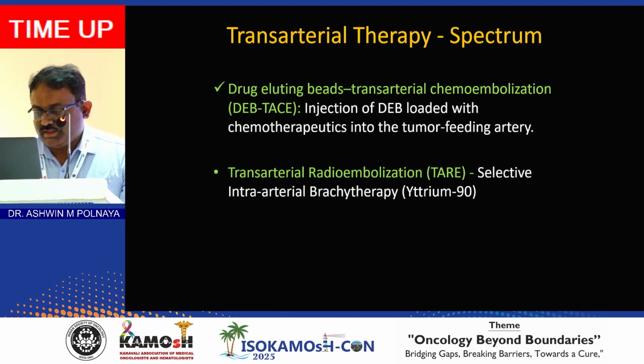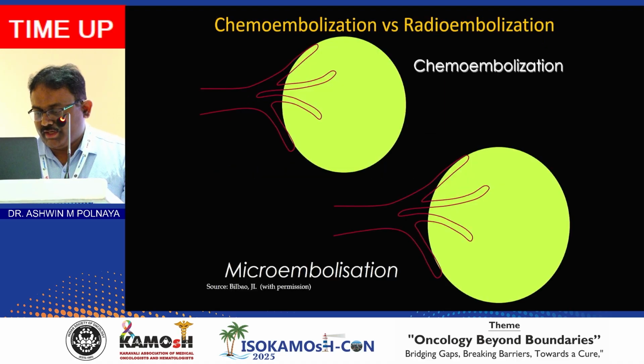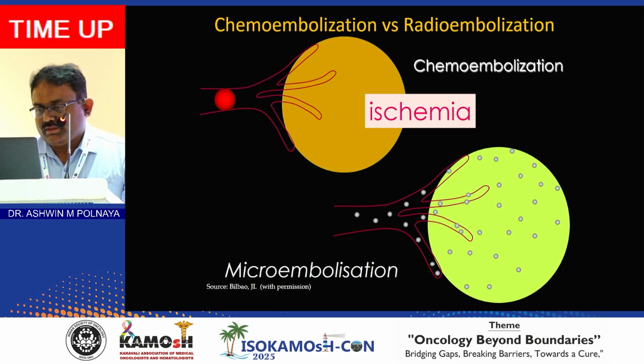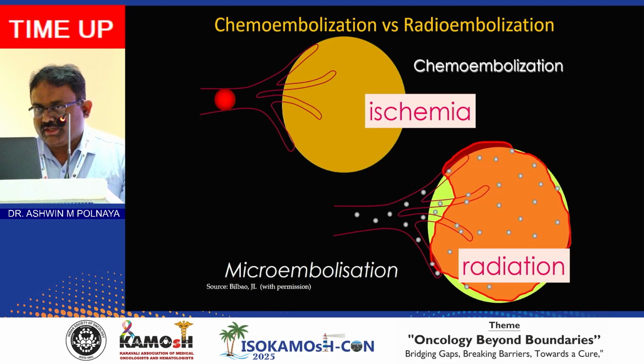In transarterial radioembolization, the procedure is almost along similar lines, but instead of chemotherapy, we infuse the radioisotope Y90. So in chemoembolization, there is more of an ischemic as well as chemotherapeutic effect. And in radioembolization, the spheres are smaller, and are delivered and get lodged in the tumor and bring about a local tumoricidal effect because of the radiation.